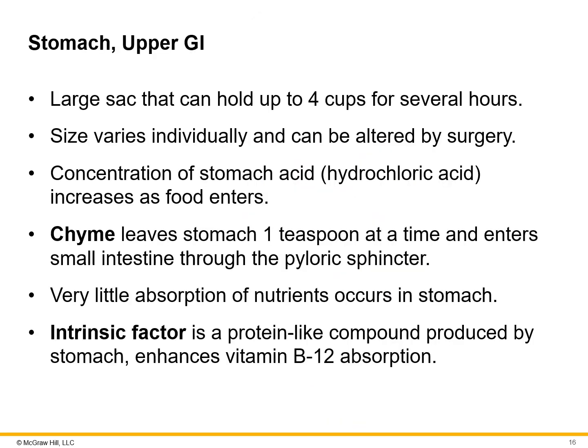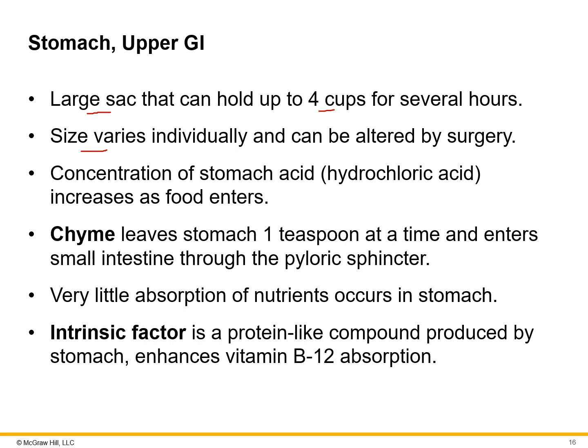Right, then our stomach in the upper GI tract. Of course, the stomach's a large sac. It can actually hold up to about 4 cups for several hours. Of course, that size varies from individual to individual and can be altered during surgery. This is one way that some individuals who are obese can start the weight loss process that shrinks their stomachs, and then they don't eat as much, and it starts them on better eating habits.